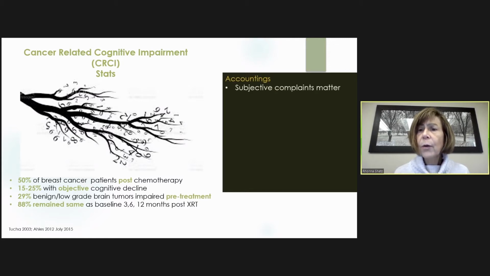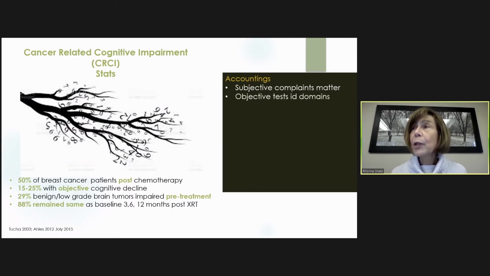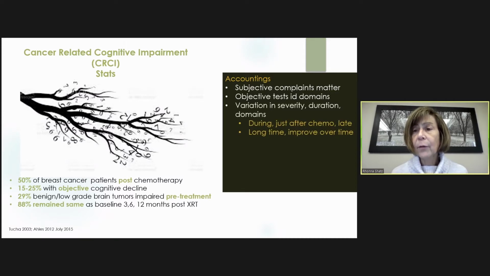So we know, though, that subjective complaints matter. Even the first inkling of concern is something that we really need to pay attention to. We need objective tests both before and after so that we can identify what domains of thinking are involved.